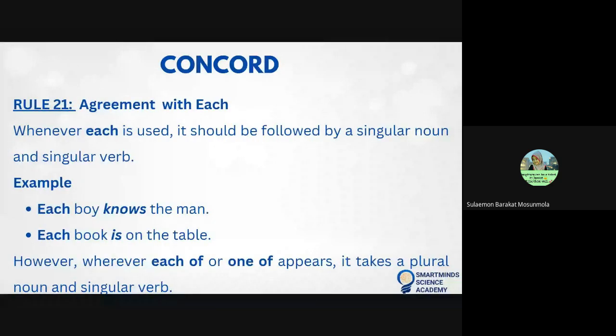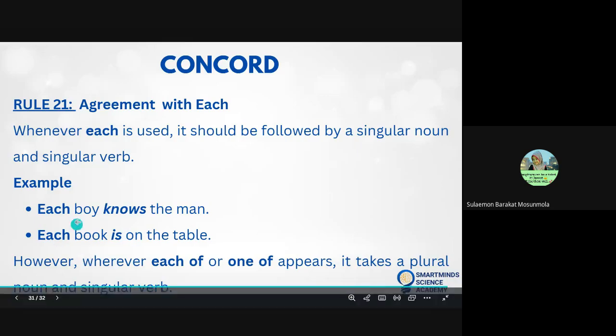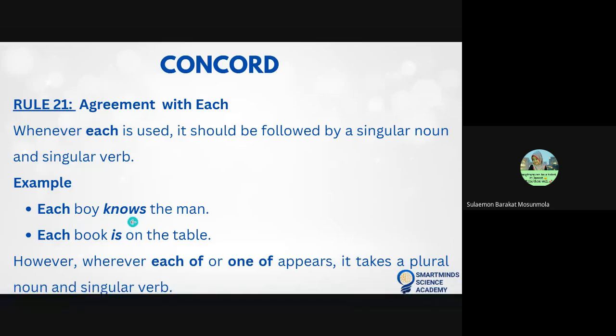Now we have agreement with each. Whenever each is used, it should be followed by a singular noun and a singular verb. Each boy, look at it now, boy, singular. Each boy knows the man. Singular noun, boy. Singular verb, knows.